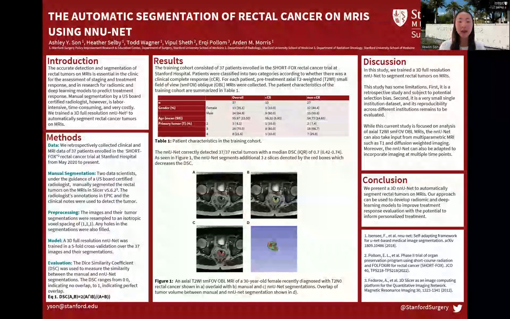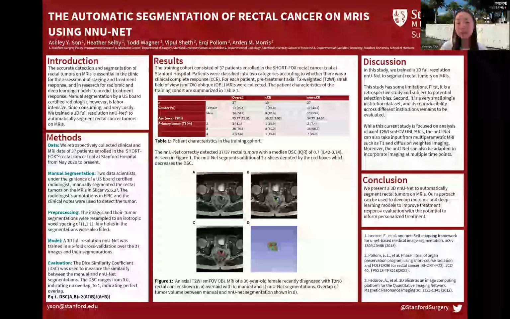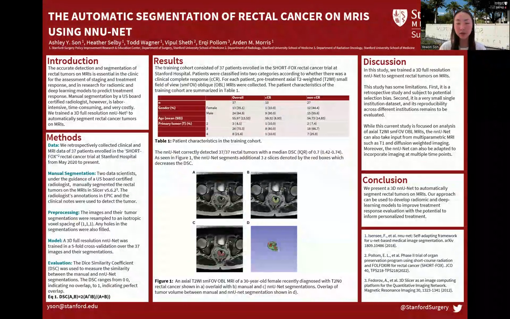For the training cohort, the nnU-Net detected all 37 tumors correctly. The median dissimilarity coefficient for the nnU-Net and the manual segmentation was 0.7, with an interquartile range of 0.42 to 0.74. We are now confident to use this model to detect and segment rectal tumors automatically.